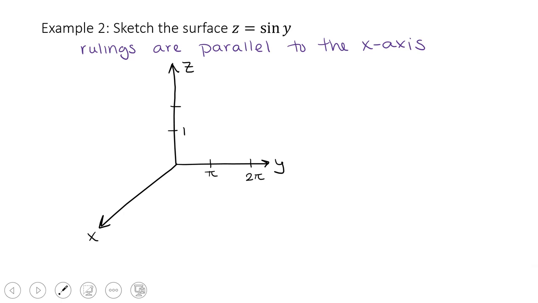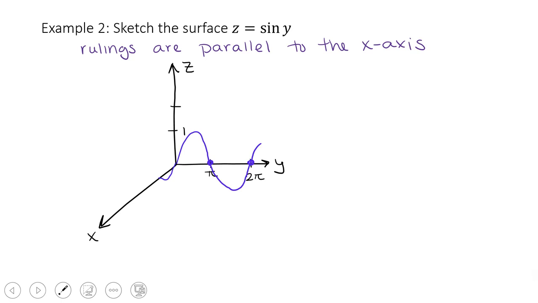So a sine wave is only going to go up to 1, down to -1. And so I'm just going to sketch a sine wave in that yz plane. So I just remember this from trigonometry. The sine wave goes through the origin. It makes one complete period in 2 pi units, or one trip around the unit circle. So that's what I have drawn.